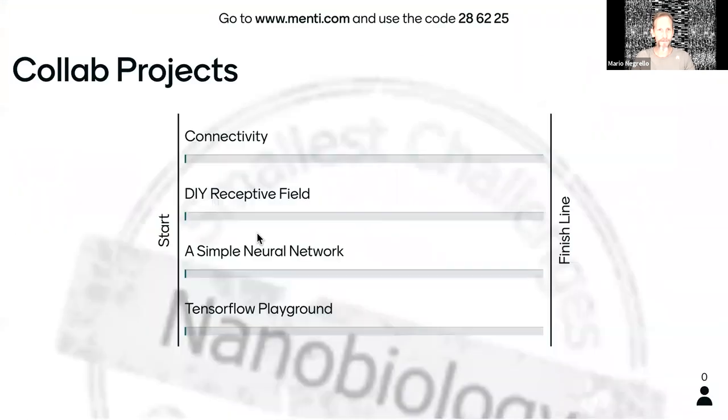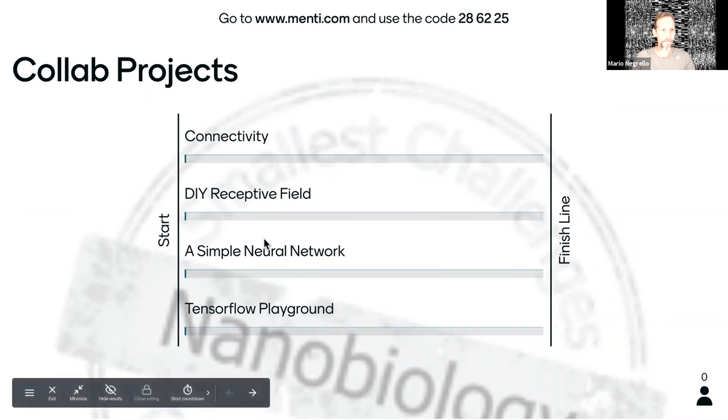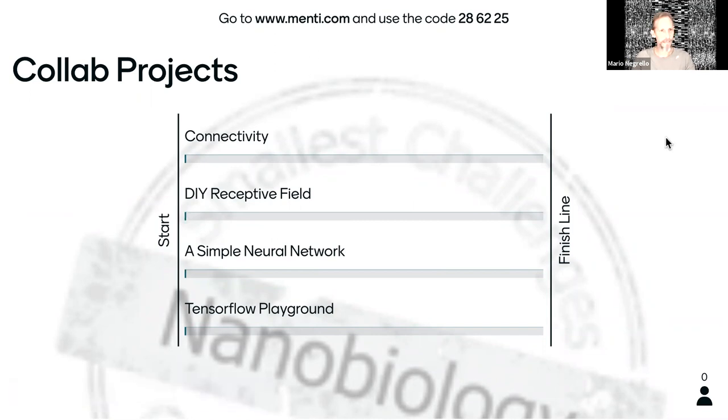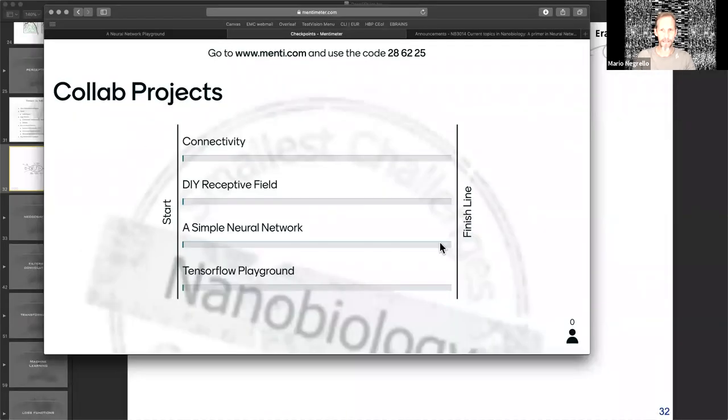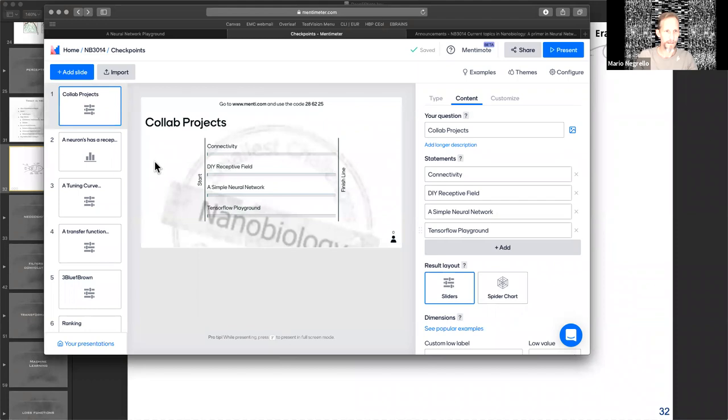And we continue via here, this Mentimeter screen. So actually, let me just make sure that we're in the right place. Yes.